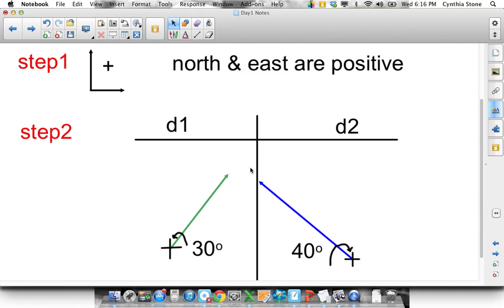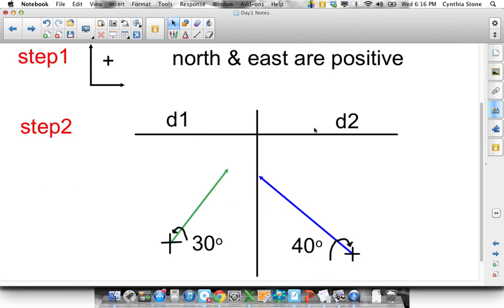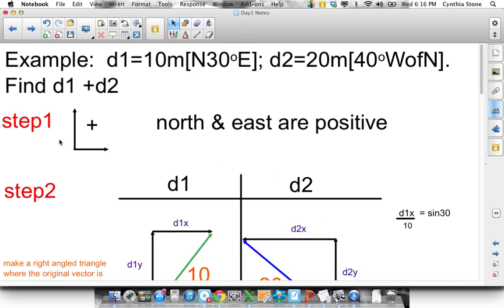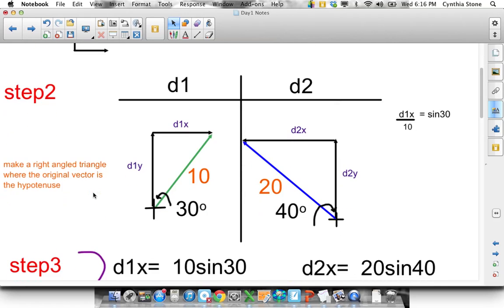Step 2 is to draw the vectors. So d1 and d2. Know where your angles are. So remember that d1 is 10 meters, 30 degrees east of north. And that's why the 30 degrees goes in here. And this is west of north, so that's why the 40 degrees is right there. So it's between this north axis and my vector for each one. Likely I'm going too fast, so I do encourage you to pause. Moving on with the program, the 12-step program here.